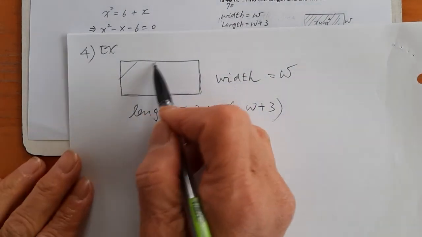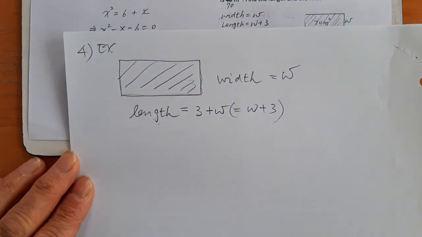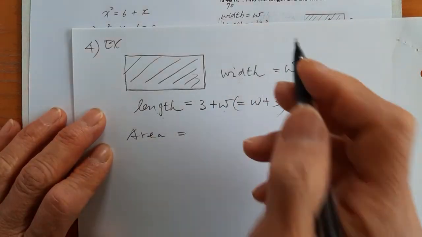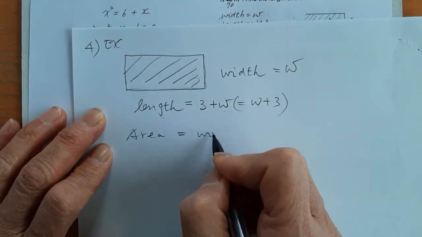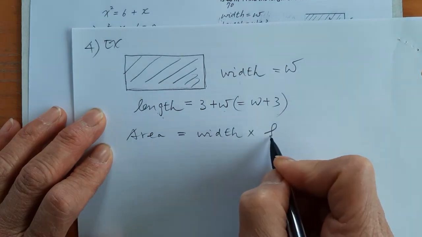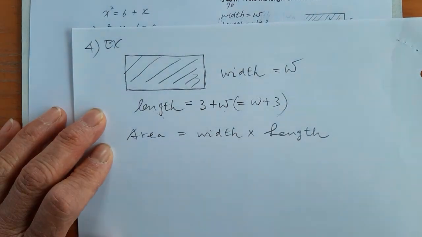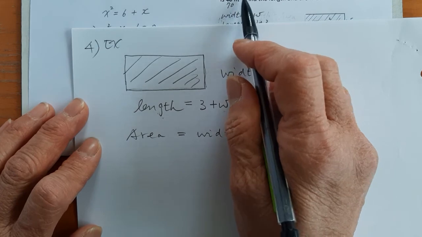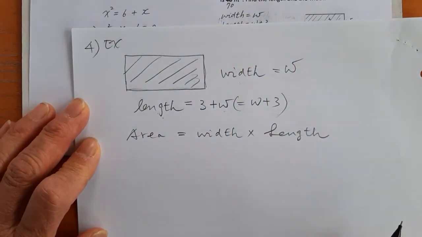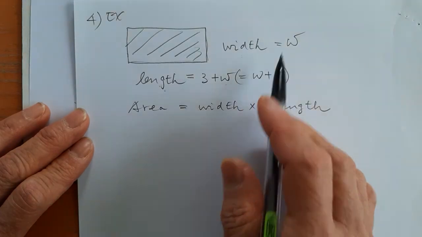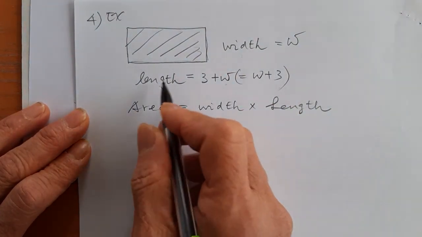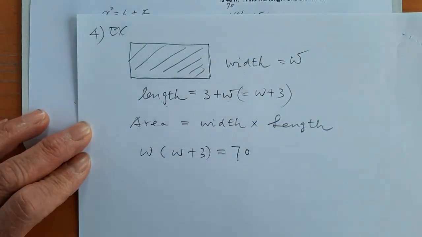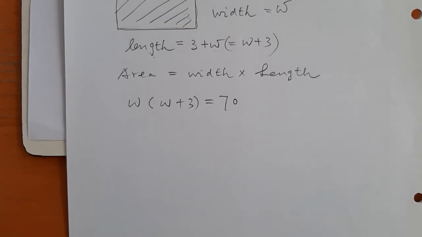The area inside the rectangle. The area formula is length times width, or width times length, either way. The area is equal to, in your homework, 40 square meters, but I changed it to 70 square meters. Find the length and the width. So width times length is the area, and the area is 70 square meters. So solve it.